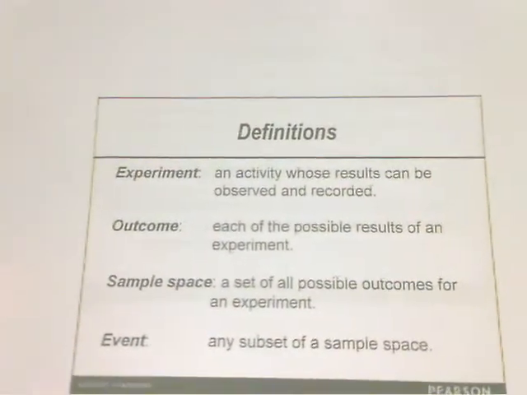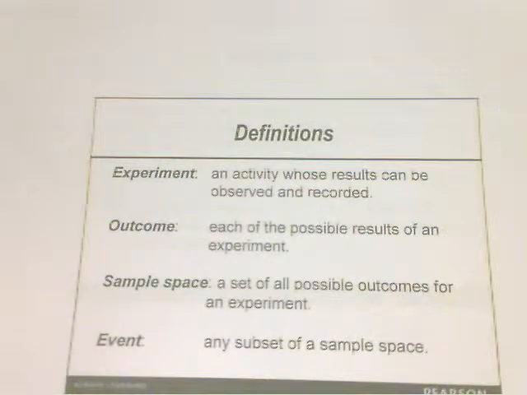We need to begin with some definitions that are related to probability. One of them is experiment. An experiment is an activity whose results can be observed and recorded. A couple of examples would be tossing a fair coin, because we can observe that activity and record either heads or tails. Also, tossing a fair die is another example of an experiment because we can roll a die and find out what number comes up on that die.